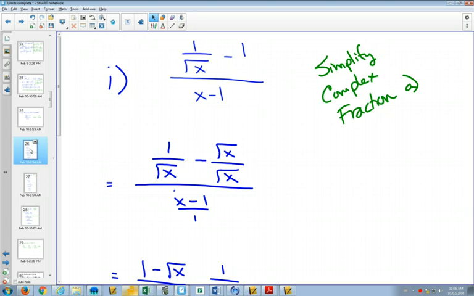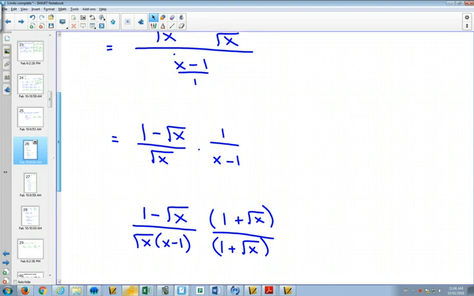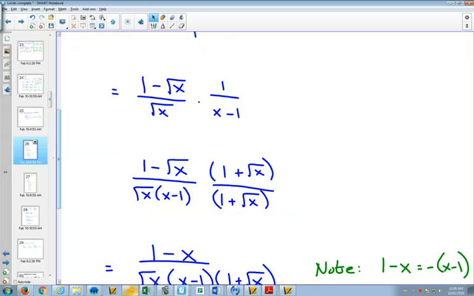I get in here in step 2 a common denominator on the top, so I can put that together right here as a single fraction. And the bottom, x minus 1 over 1, is already a single fraction, so now I can multiply by the reciprocal. Once I do that, I end up with a single fraction. Now, you're going to notice right here, I'm not going to multiply out the bottom. Notice right here, I kept it factored.